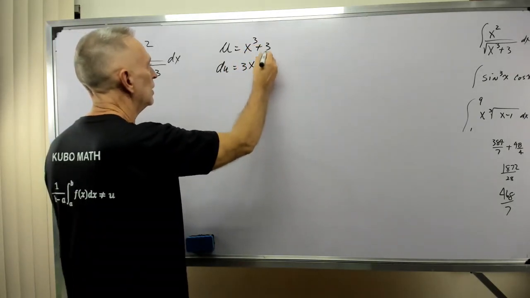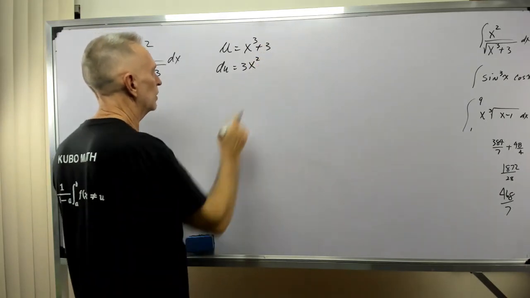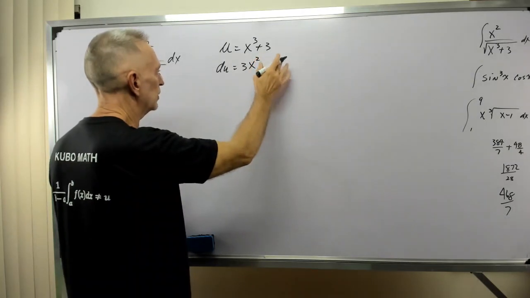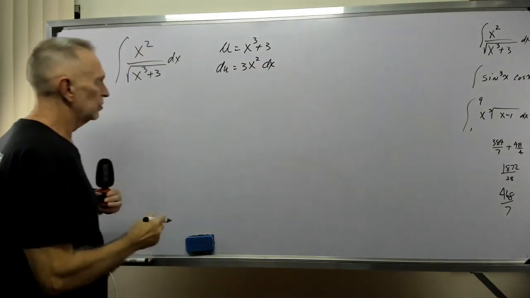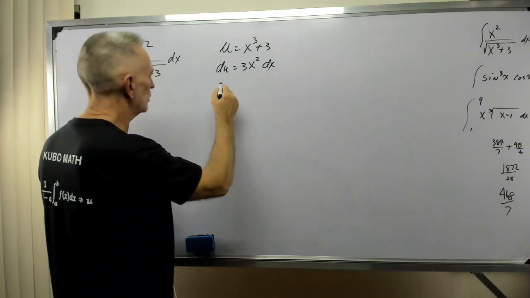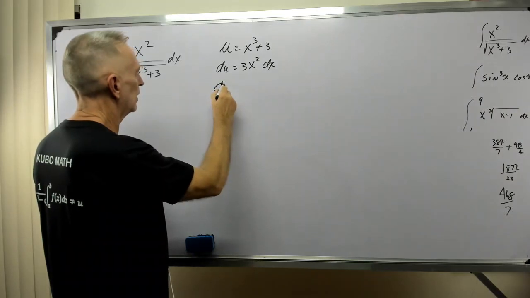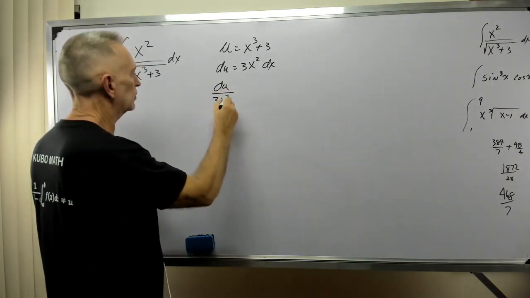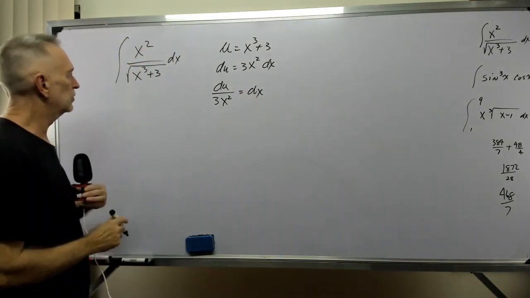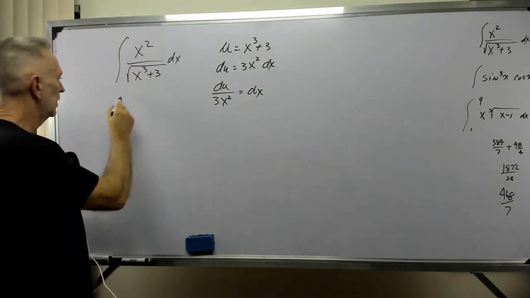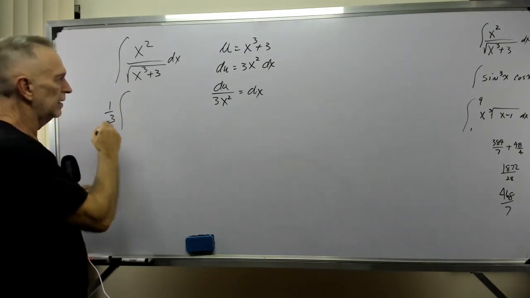du equals 3, bring the 3 down, x to the 3 minus 1, times the derivative of that, which is 0, but I still need to take dx here, chain rule. All right, so dx, I need to isolate that: du over 3x squared equals dx, so I divided both sides by 3x squared. Okay, I'm going to just go ahead and move that 1/3 to the outside.